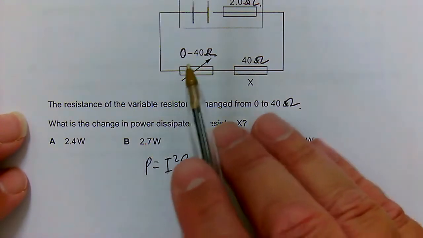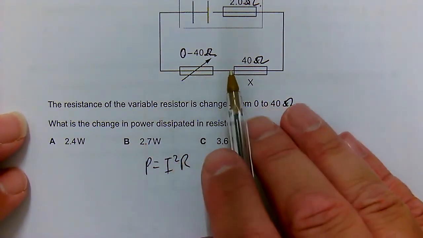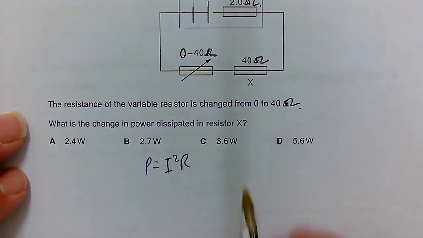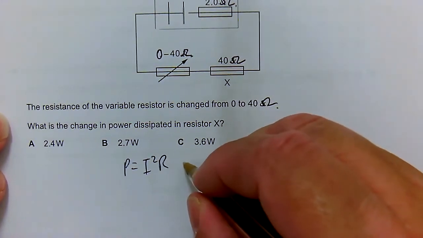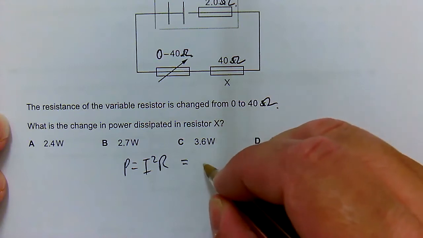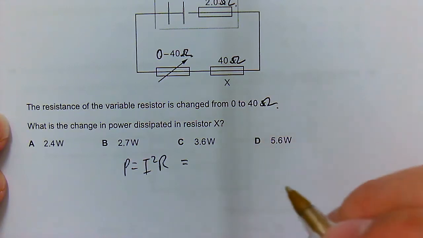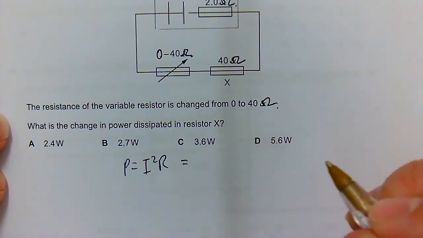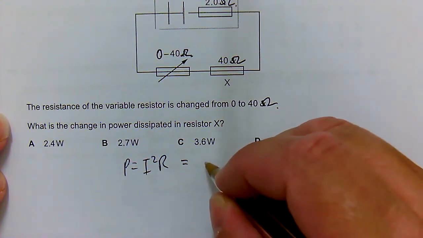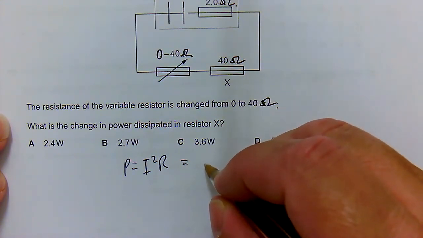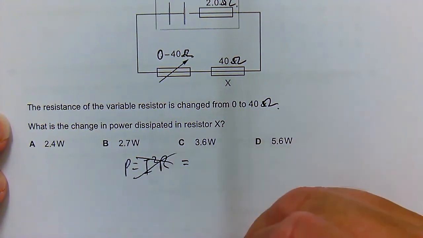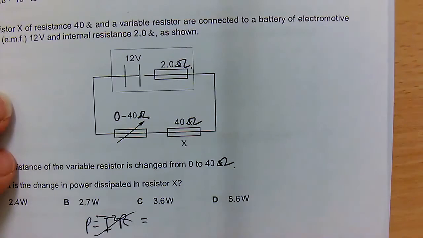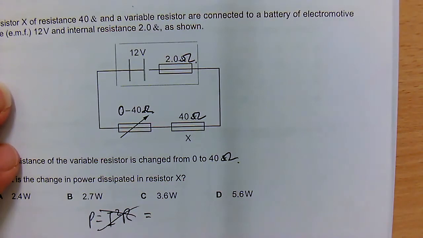So you can work out the total current when the resistance of the variable resistor is at 0. So when that's at 0, the total resistance is going to be, well, we can't really do that very easily, can we? It's probably not the easiest way to do it. So we can stop and think about it. Well, a potential divider is probably the easiest way to do it.